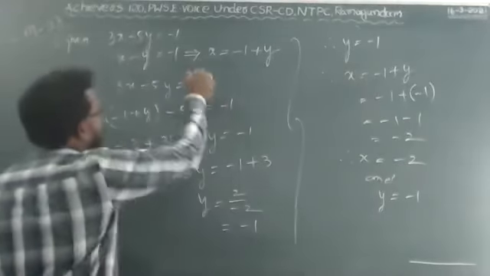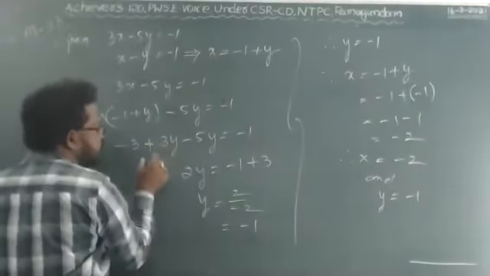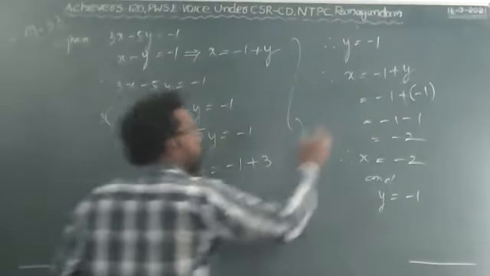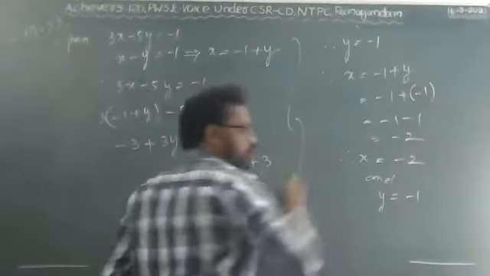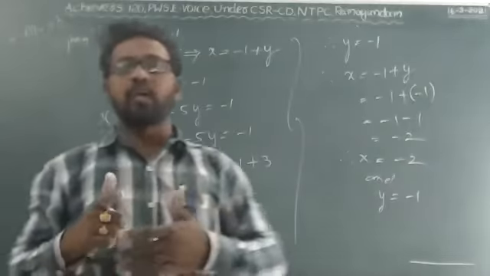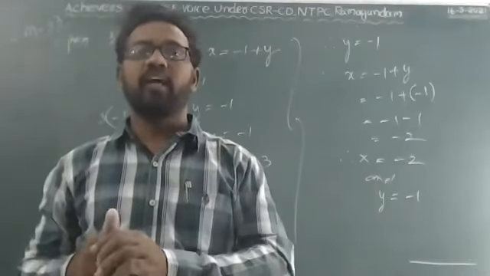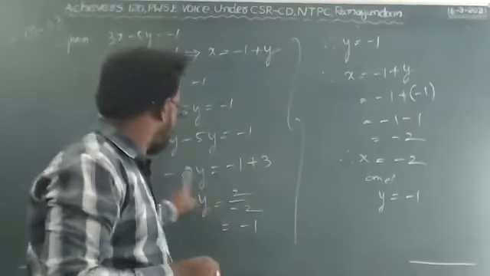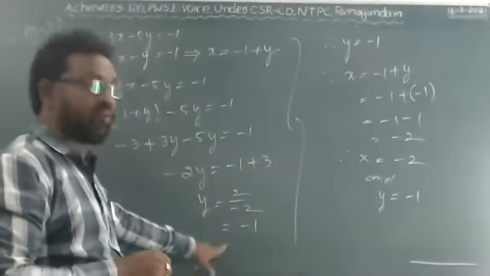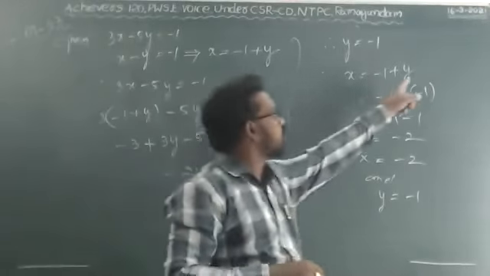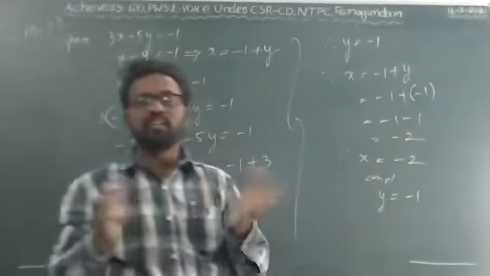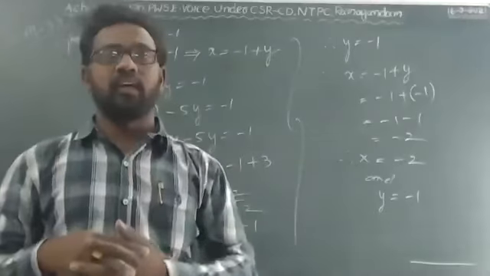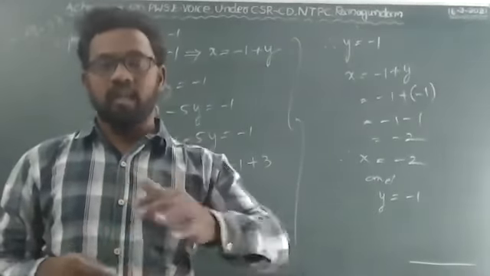Here what I did: I took the x value and substituted it. See, I got the y value. This y value I substituted here and I got the x value. That's it. Whichever value you substitute, you will get the opposite value. X value if you substitute, you get y; y value substituted, you get x. This is what is called the substitution method.